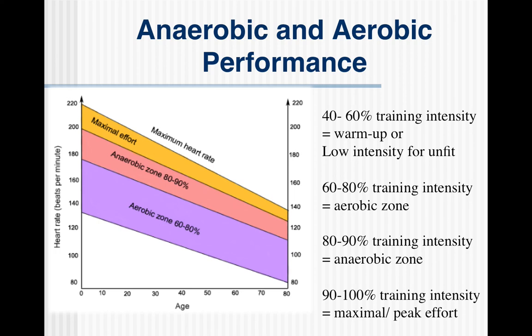In general, this diagram represents the 4 primary training zones. The lower intensity, 40 to 60%, is used as a warm-up for conditioned athletes and as a low intensity range for those who are unaccustomed to exercise. The moderate intensity, 60 to 80%, is the aerobic zone. The high intensity, 80 to 90%, is the anaerobic zone. And the 90 to 100% intensity is considered the ATP-PC zone, where maximum and peak effort is required. This is reserved only for a short period of time for the elite individual.